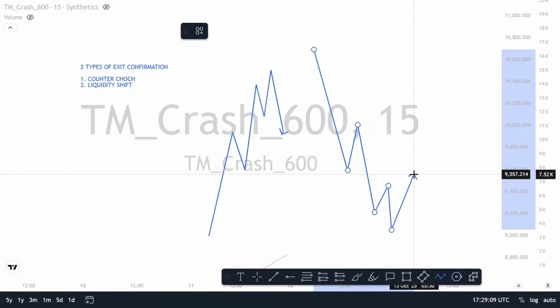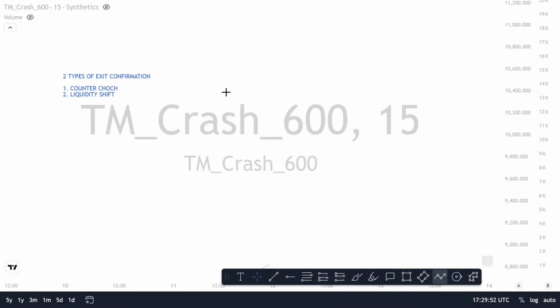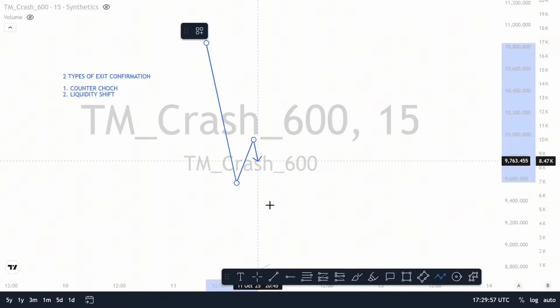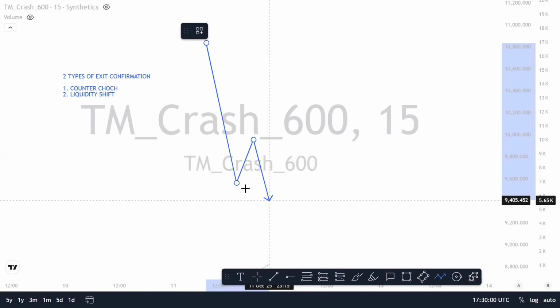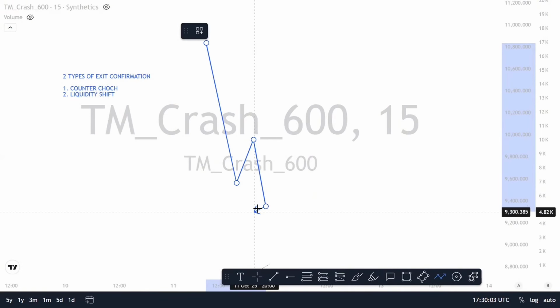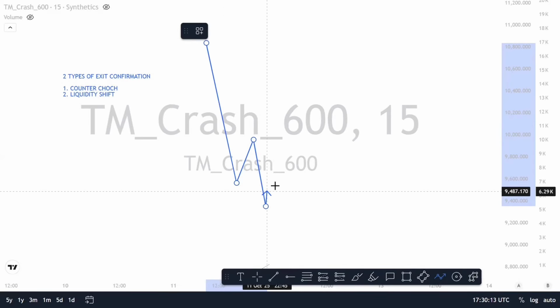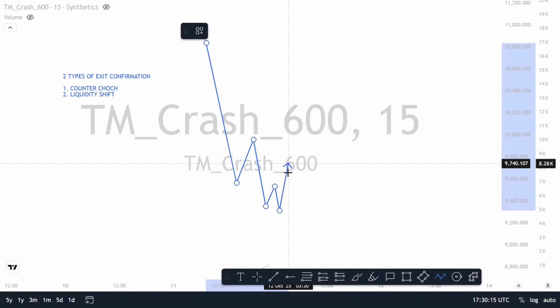And the second one is what I call liquidity shift. What this means is that if we have the market trending to the downside and then you find out that the market comes back and takes liquidity, maybe a turtle soup or whatever you might want to call it. Personally, I call it external liquidity. So when the market takes out your external liquidity and you start seeing a change in market structure, it automatically means that you should go out of the market. It is an exit confirmation for you.